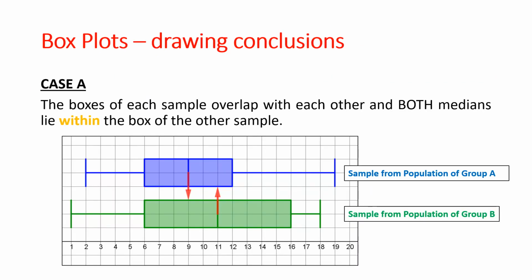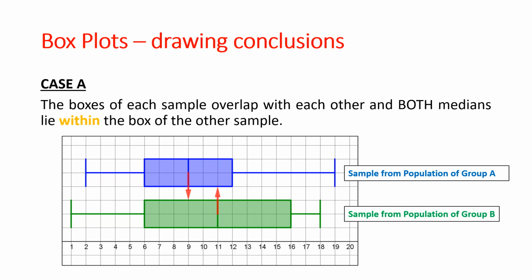All right, well, we're going to sum up this video by looking at the three cases or scenarios when we draw a conclusion with box plots. Here's case A. The boxes of each sample overlap each other and both medians lie within the box of the other sample. So you can see here an example with a sample, the blue, from the population of Group A, and the green is a sample from the population of Group B. You can see that the two medians hit each other's boxes and the two boxes overlap.